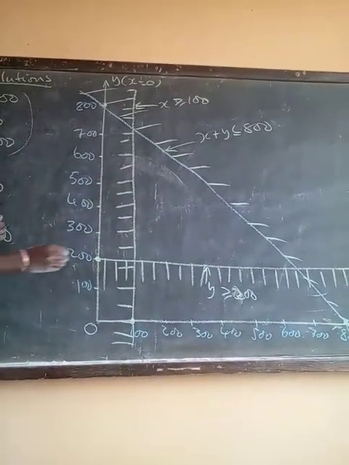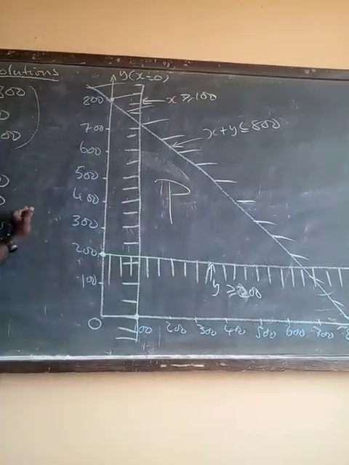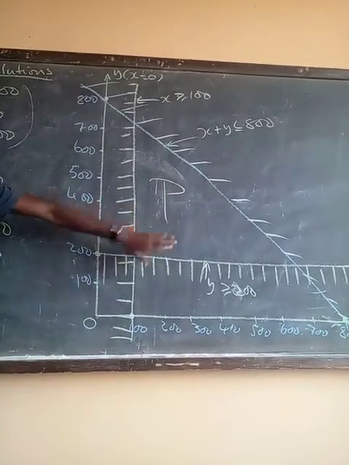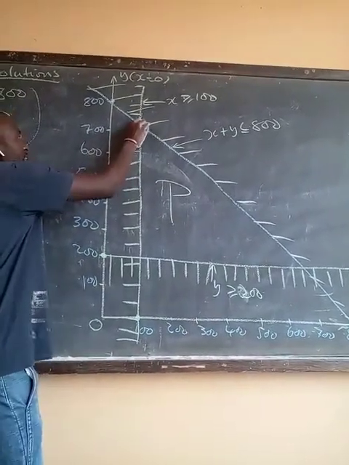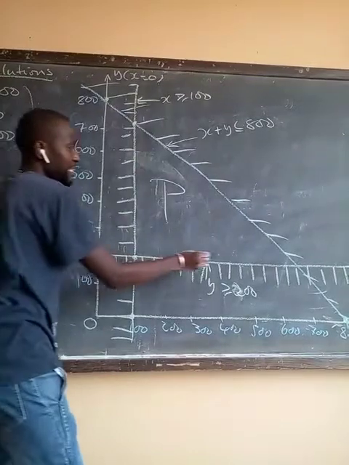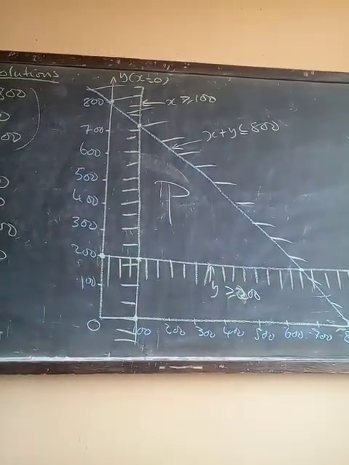We can call this triangle P. It has formed a nice triangle P here, which you can easily see. And these lines are meeting at 3 points, there and there. And you can easily get the coordinates for here to maximize the profit.